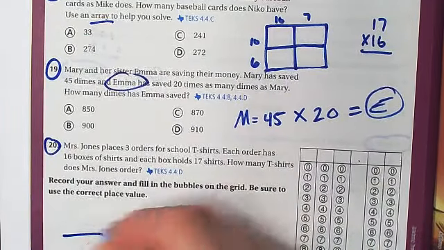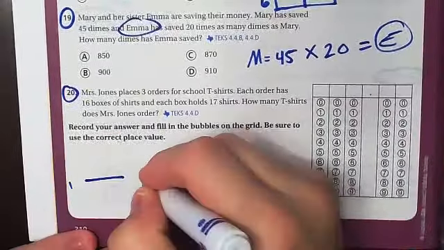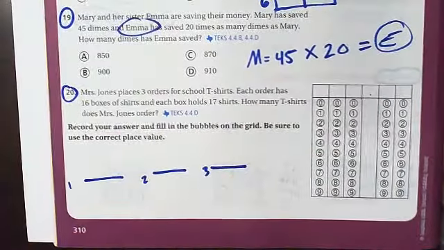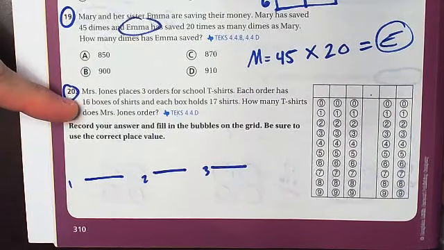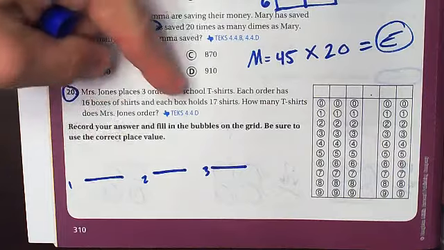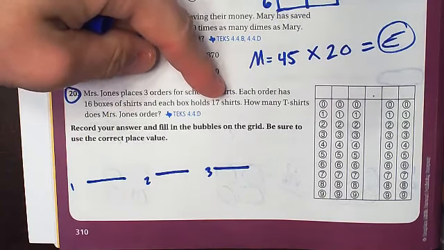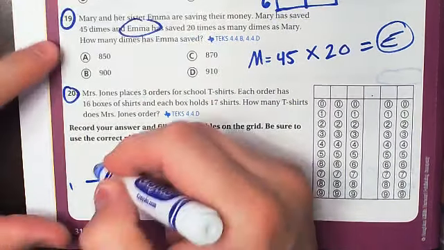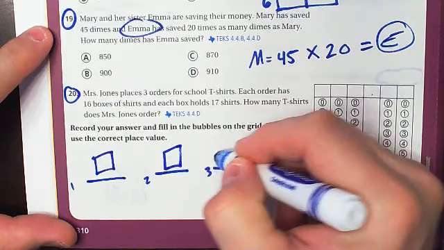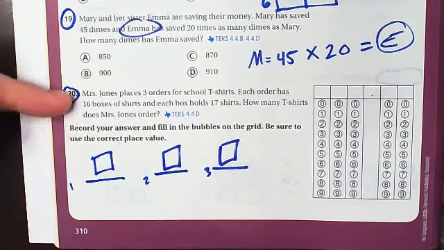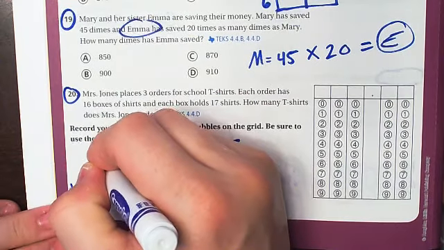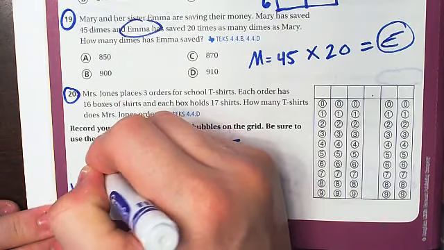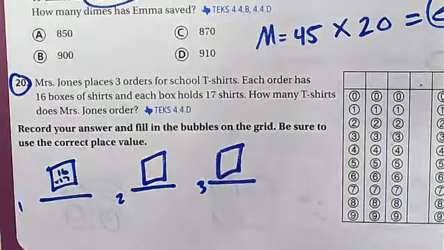Number 20. Miss Jones places 3 orders for school t-shirts. Okay, so we have 3 orders. Order 1, order 2, order 3. Each order has 16 boxes of shirts, and each of those boxes holds 17 shirts. So each one of these has 16 boxes, and every one of those boxes has 17 shirts.